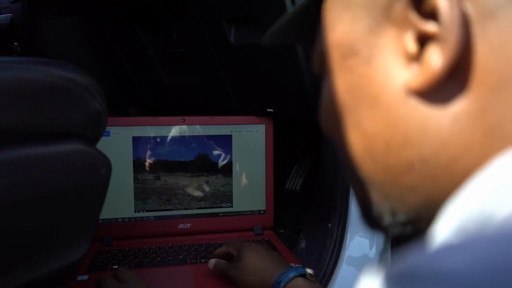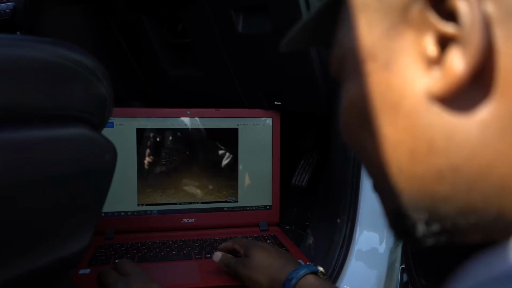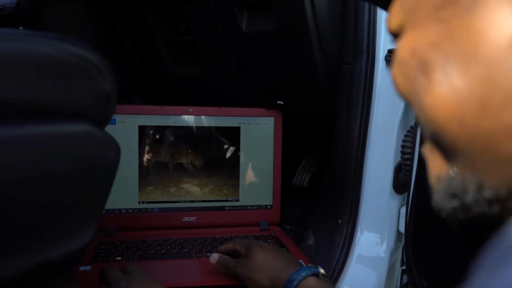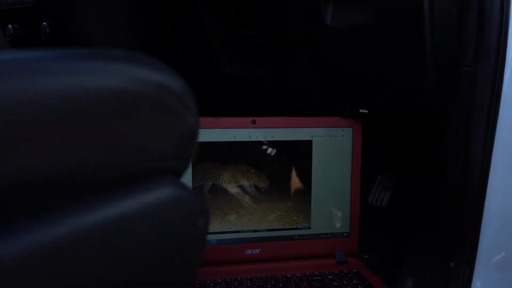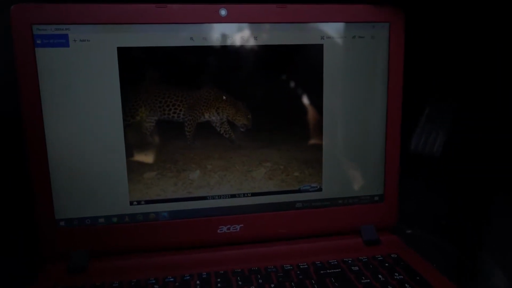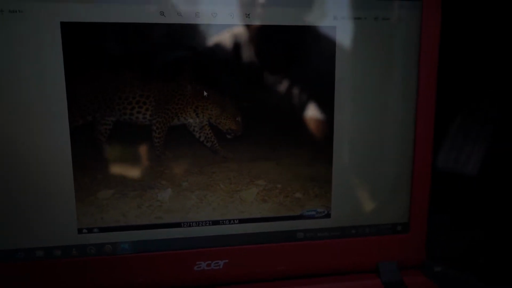Oh look, we've got some tortoises. We've got a grysbok, got porcupine. Ooh! Now that's what we're talking about. That's what we've been looking for. Look at that. Beautiful. Now we've got something to show the landowner. Let's go.